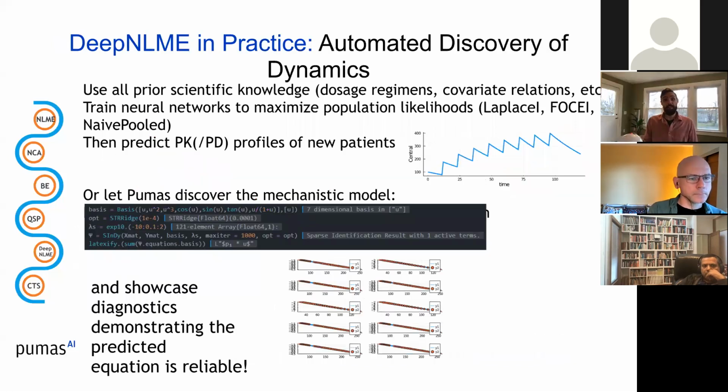So in practice, this allows for all sorts of really cool automated discovery of dynamics. We call this deep NLME, and it allows you to do all sorts of things, combining your prior scientific knowledge, training those neural networks, and then predicting profiles of potentially new patients, right? And you can then work backwards and potentially discover mechanistic models from that.